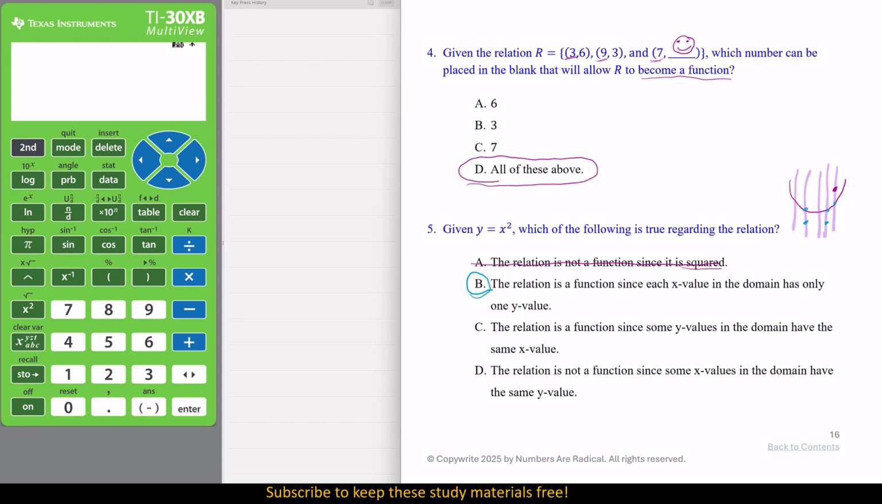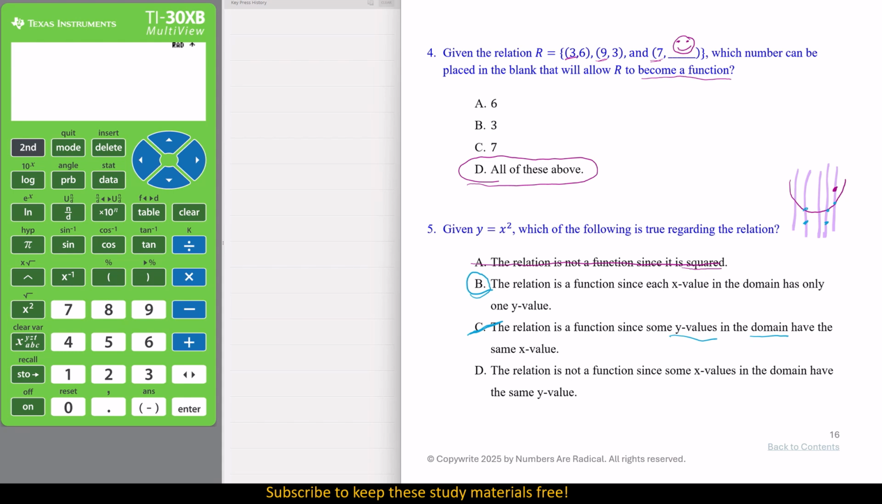C says the relation is a function set since some y's in the domain have the same x value. Oh, that's messed up. Y's are not in the domain. Well, they've made a mistake within their statement. And if you miss that, you might be tempted and get confused with the properties. So I'm going to mark that out because we have a serious discrepancy here.